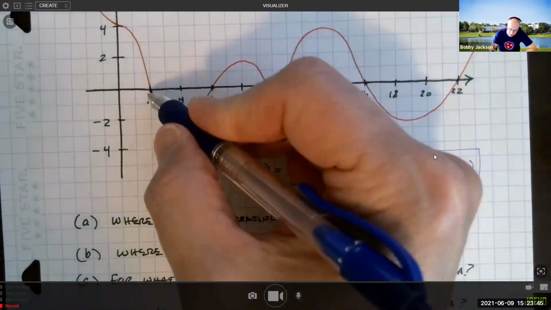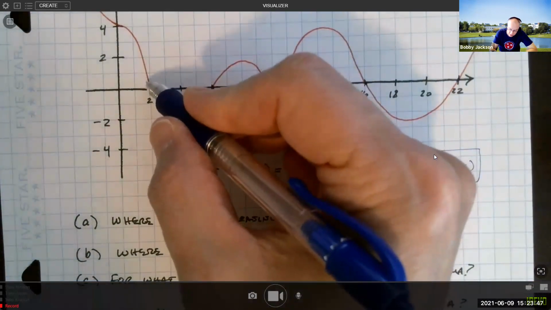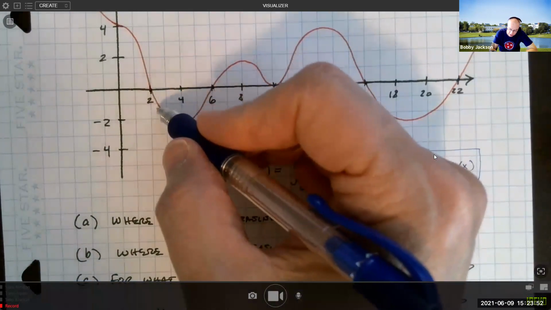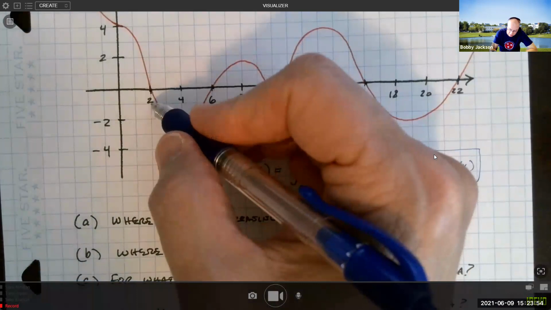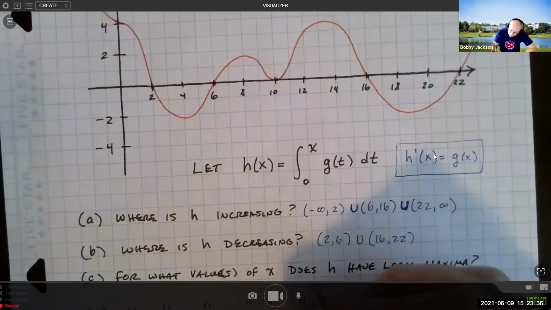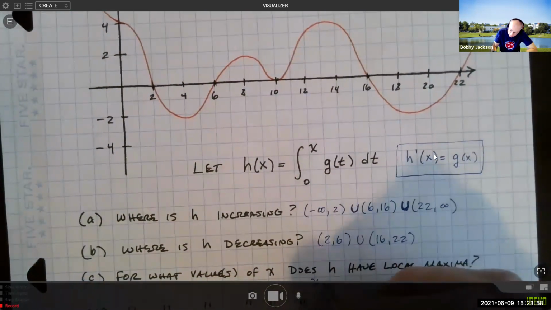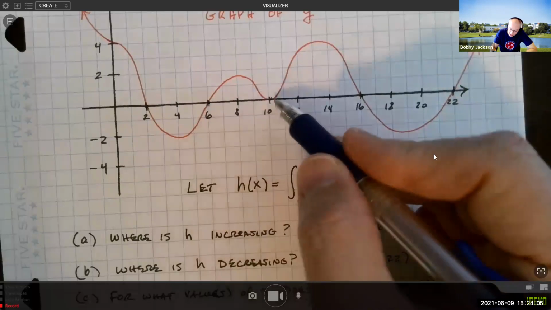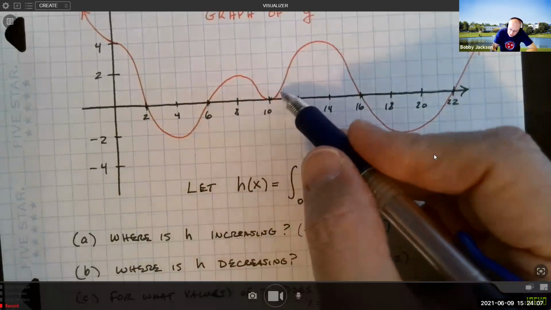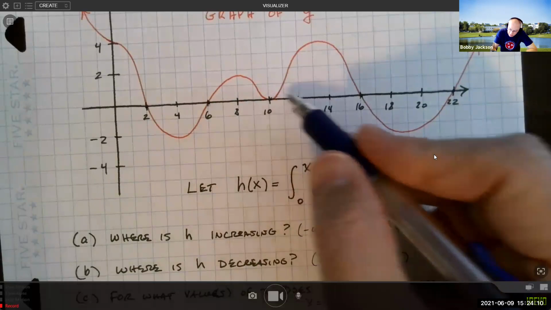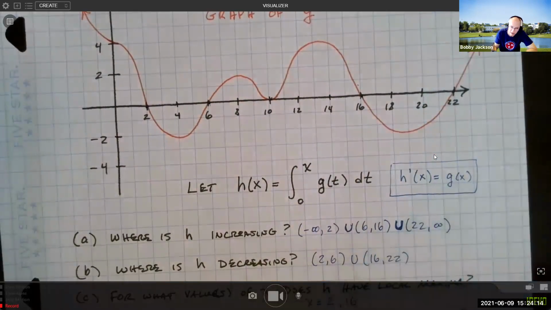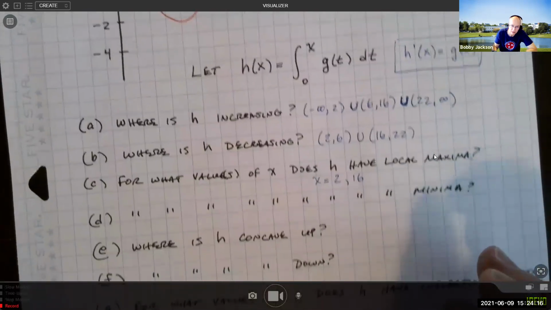Notice that at 2, the derivative is positive to the left and then negative to the right, right? Above the x-axis to the left, below the x-axis to the right. So we change from positive to negative. So at x equal 2, we have a local maximum. Where else do we change from positive to negative? Not here. Here it's positive, but then we stay positive, so there's no change in the sign of the derivative. Positive to negative at 16. So at x equals 2 and x equals 16, we have local max at those two locations.